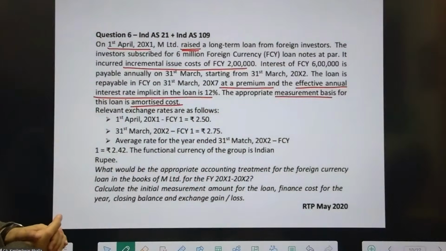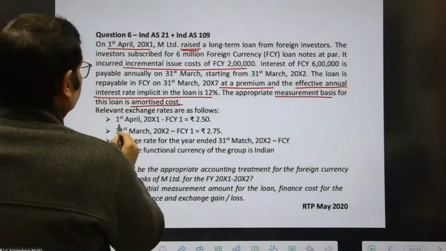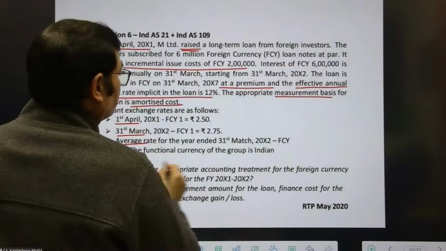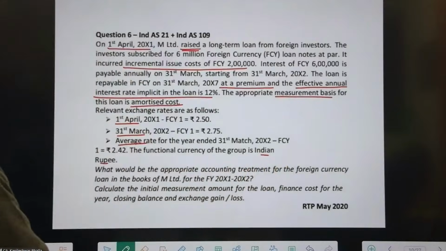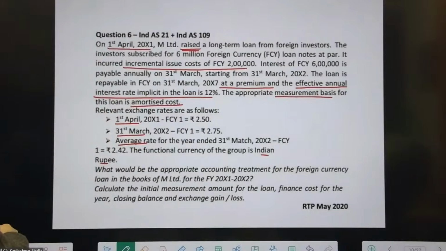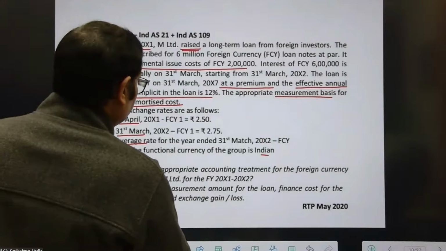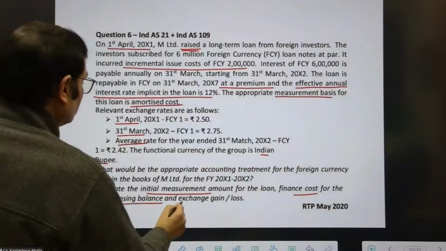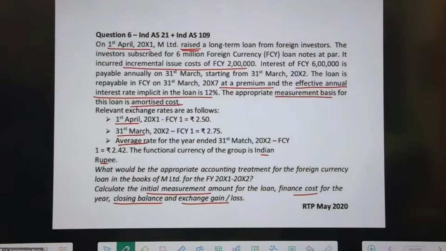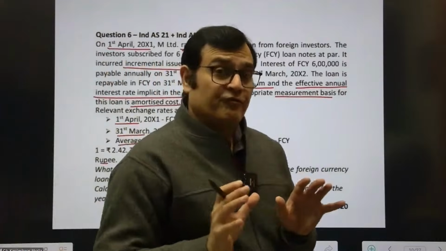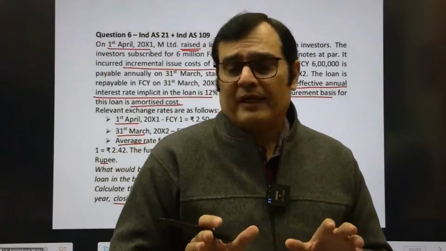Then it says the relevant exchange rates are given. I am given the exchange rates at the beginning, at the end, and the average. And the functional currency is supposed to be Indian rupee. What would be the appropriate accounting treatment for the foreign currency loan in the books of M for the year X1-X2? Calculate the initial measurement for the loan, calculate the finance cost for the loan, calculate the closing balance, and the exchange gain or loss as well. Now, this becomes a blend in terms of financial instruments with a foreign currency factor.